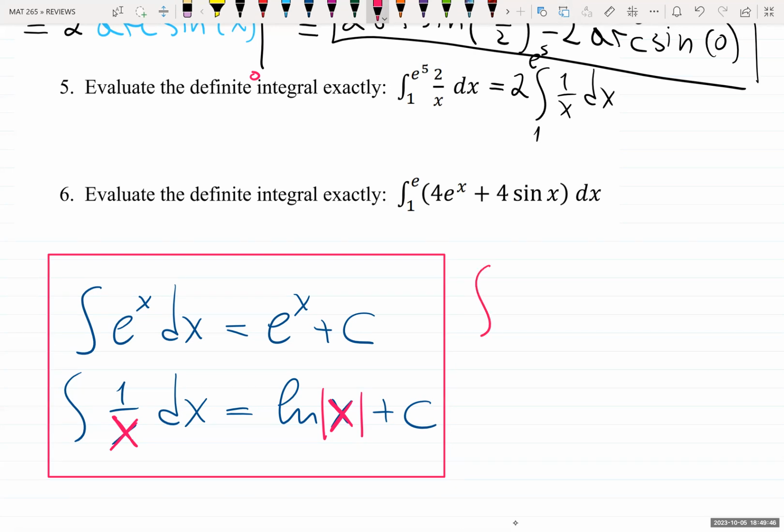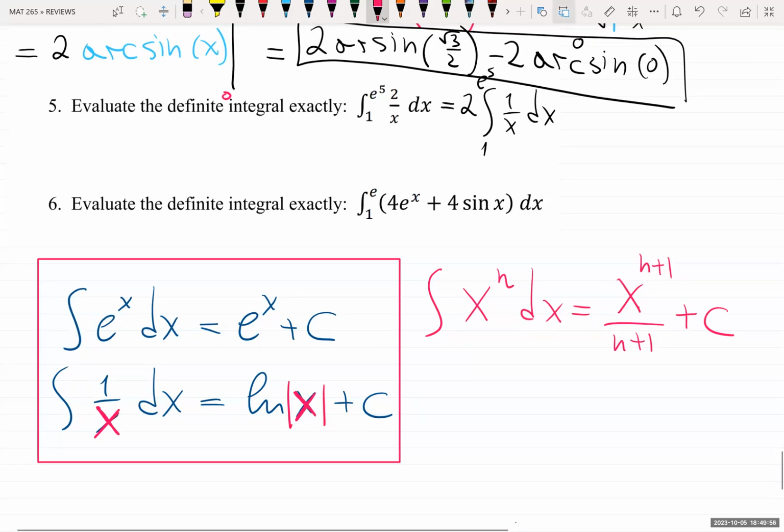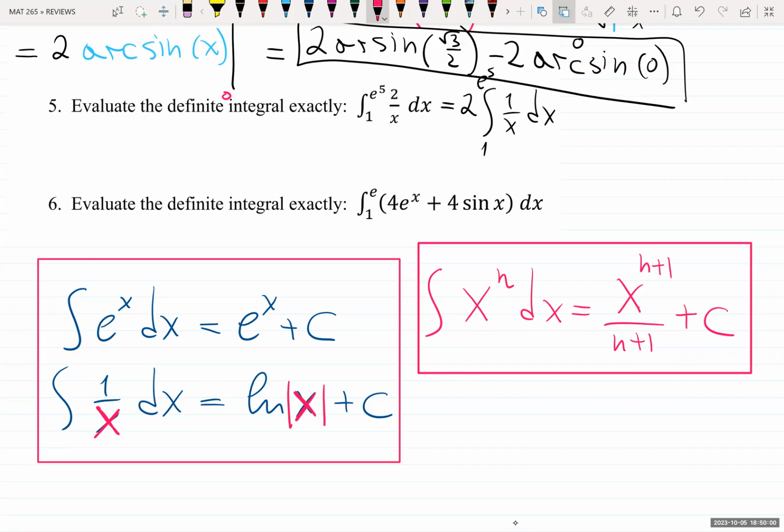And remember that integral of x to the n dx is x to the n plus 1 over n plus 1. You only calculate it once, and then you copy it and you divide it by that number, so you don't have to calculate it twice. That's called the power rule. So there are 3 new formulas to remember. Maybe even 2, because e to the x is just e to the x.